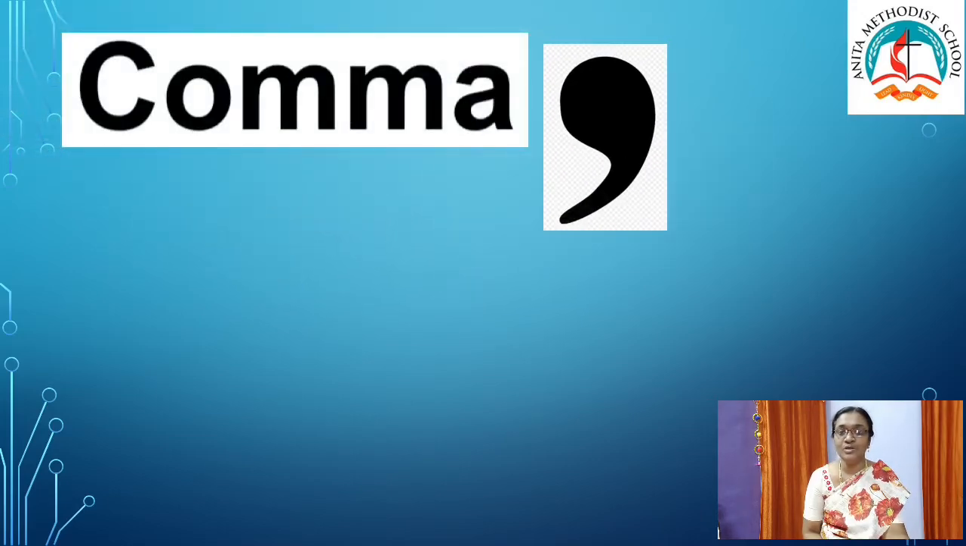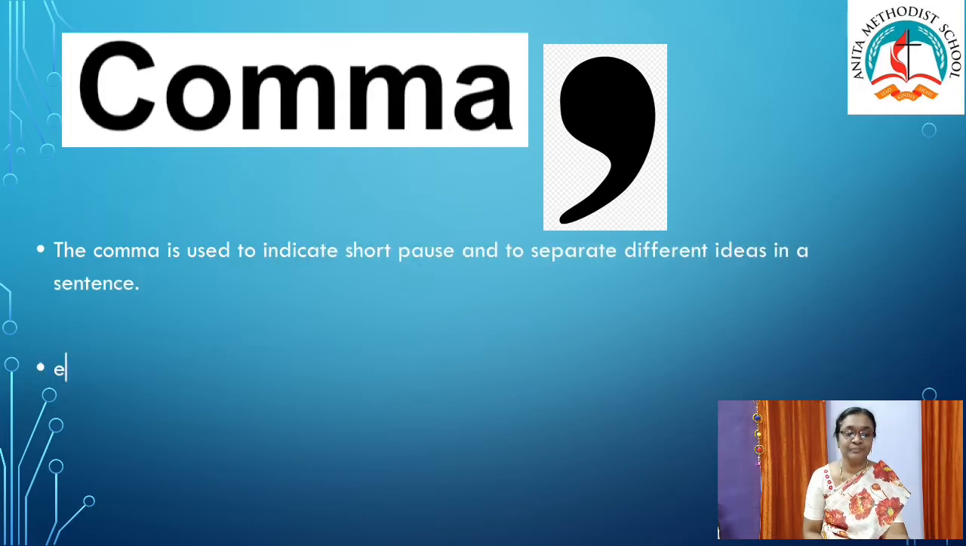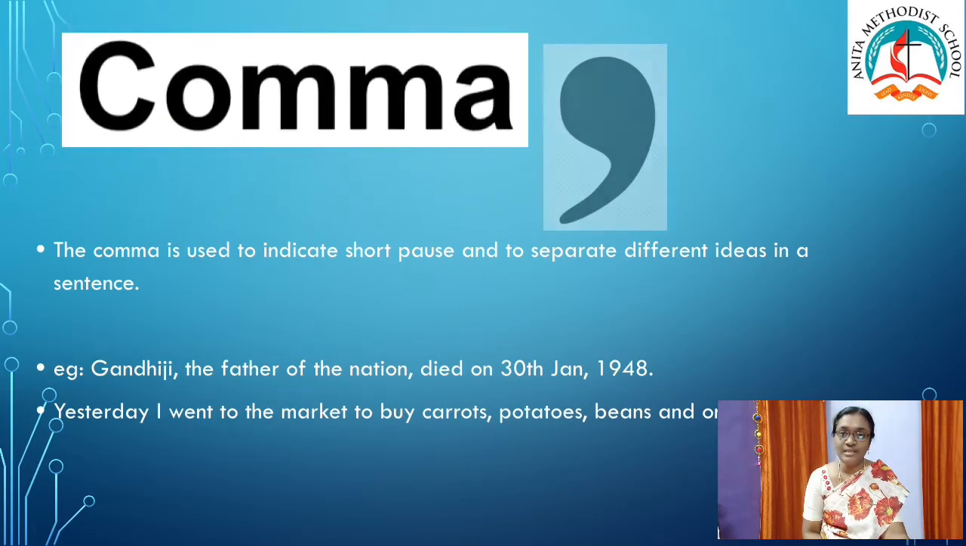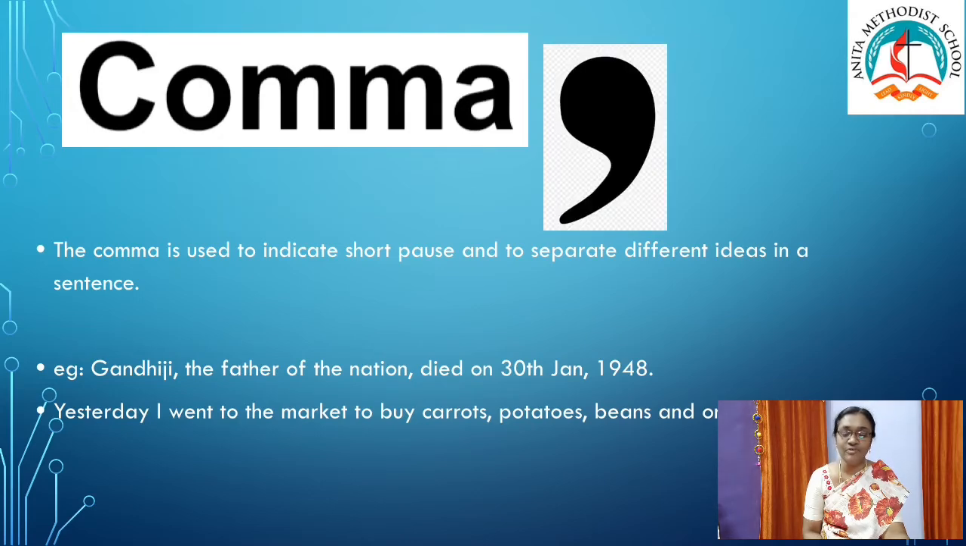The next one is comma. The comma is used to indicate a short pause and to separate different ideas in a sentence. Look at the example. Gandhiji, the father of the nation, died on 30th Jan 1948. Can you see the comma there? Yesterday I went to the market to buy carrots, potatoes, beans and onions.